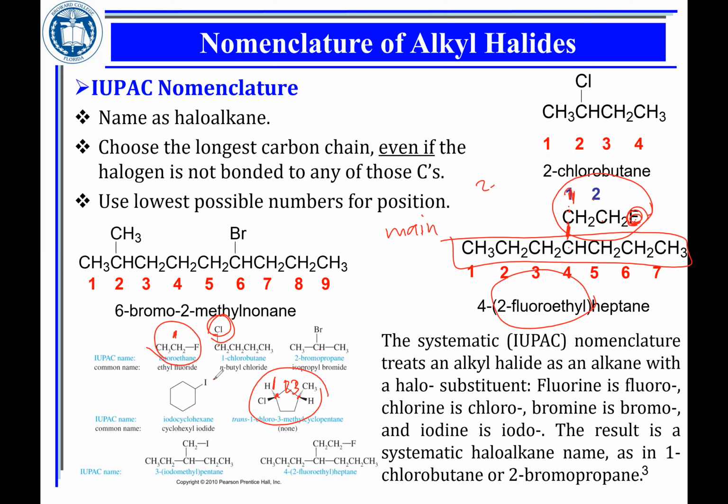If it's just 1 branch in a cyclic system, you don't have to number it, just like ethane. It's understood that it's going to be on carbon 1. So iodocyclohexane, you don't have to say 1-iodocyclohexane.